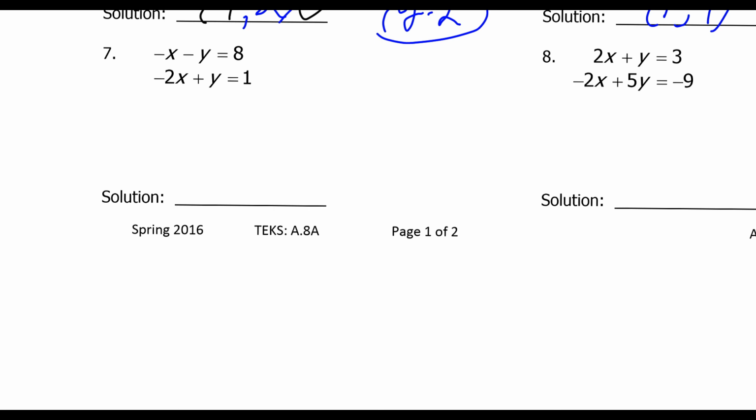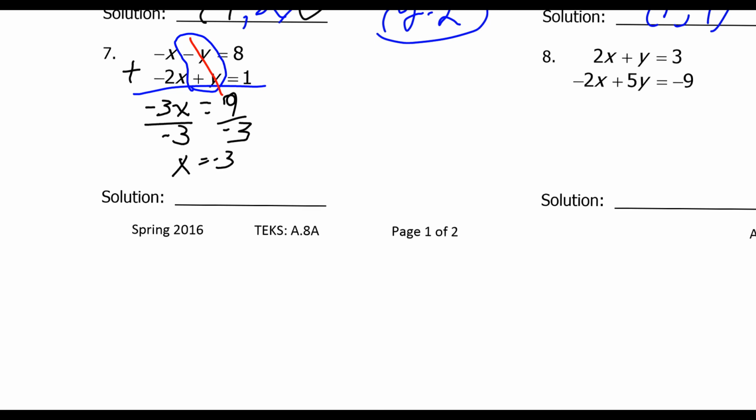Okay, y'all should be thinking y would be good as a zero pair. So we go ahead and add our two rows together. When we do this, we should wind up with negative 3x, because the y's cancel, and it is going to equal 9. We divide each side by negative 3. We got x equals negative 3.